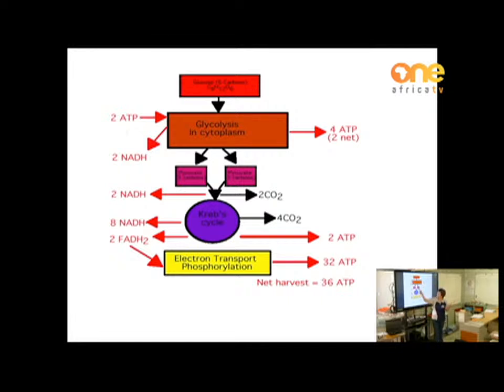The second step is the Krebs cycle, and the third part is electron transport phosphorylation. How many ATPs are produced? 38. 2 is used, so I actually only have 36.